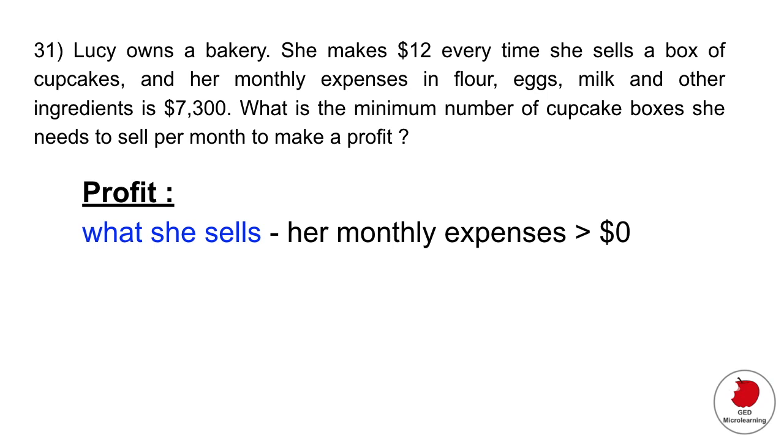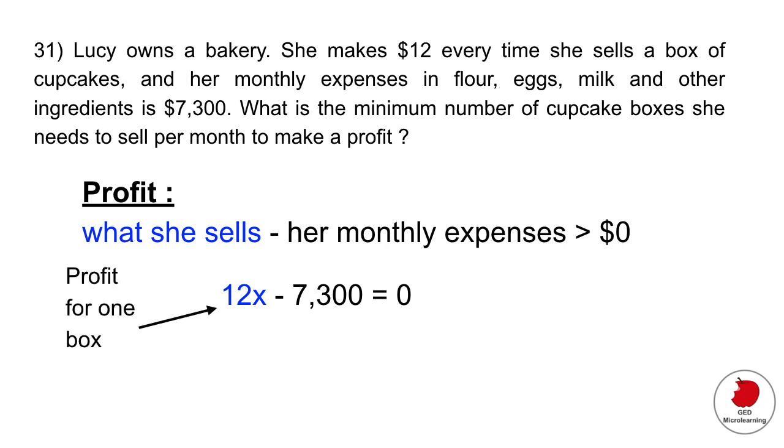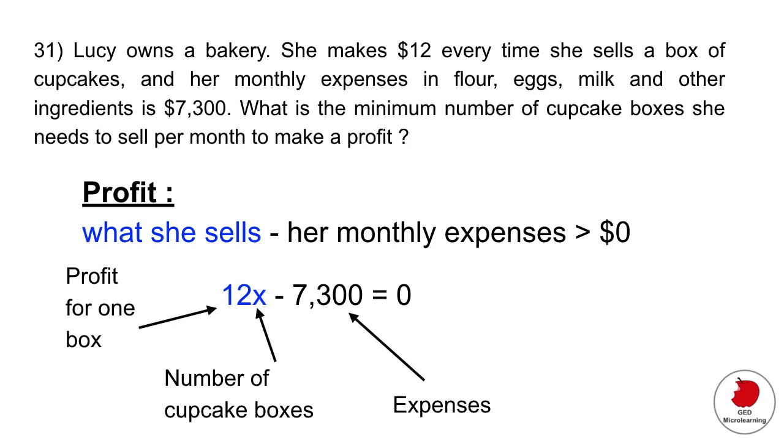So we know that she sells 12 multiplied by x, that represents $12 per box of cupcakes, and the x represents the number of cupcake boxes that she sells. And then the 7,300 was the expenses. Okay, so all of this added together, if it is equal to 0, that would be breaking even, so she's not making a profit. A profit would be anything above that number.